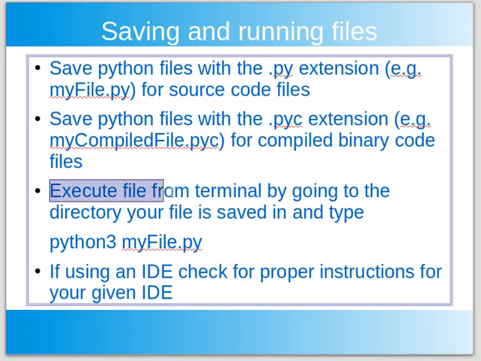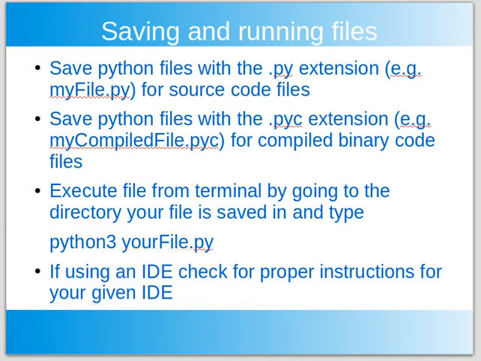Execute the file from the terminal by going to the directory your file is saved in and typing python3, because we're using Python 3 in this tutorial. Where you see my file, you'll just replace that with your own file, whatever you happen to name it. If you're using an IDE, check for proper instructions for your given IDE. I don't really use IDEs, so I don't really cover those too much.